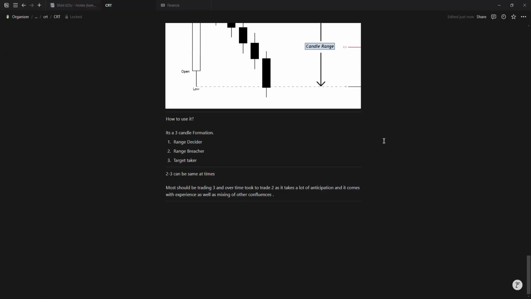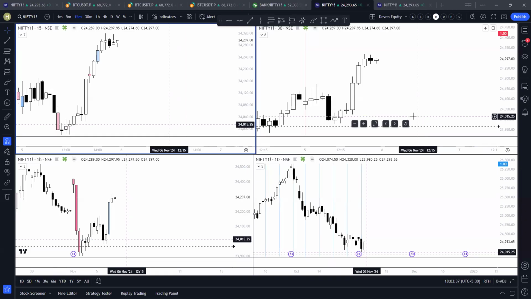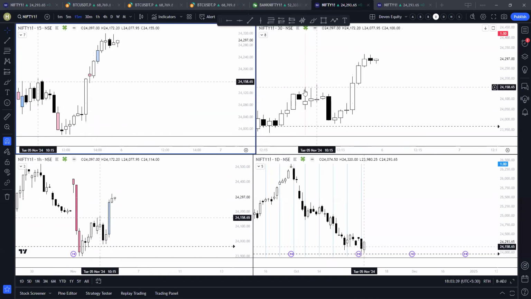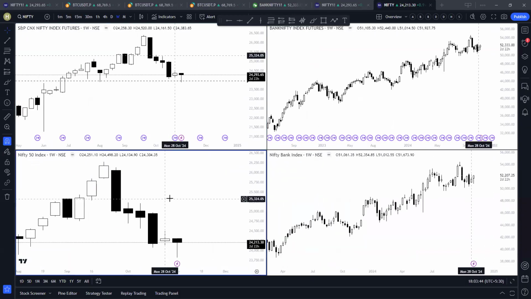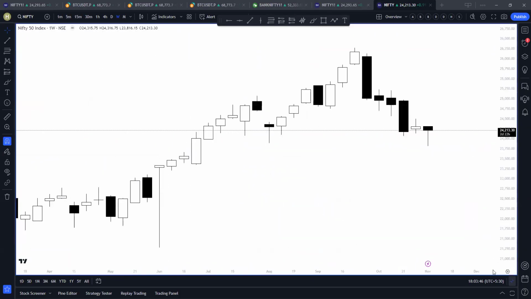I will show you some examples from today, one of my good trades using the CRT, and also something which is happening live, which you can track within a week or so. Okay, so let's move to the charts. Here are the charts. So first we will start with Nifty.